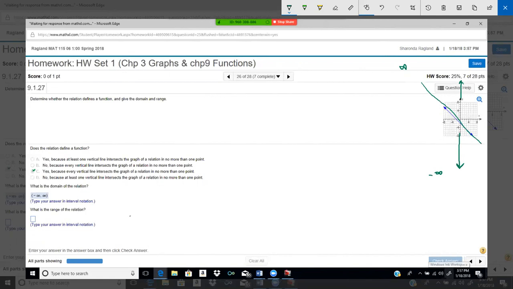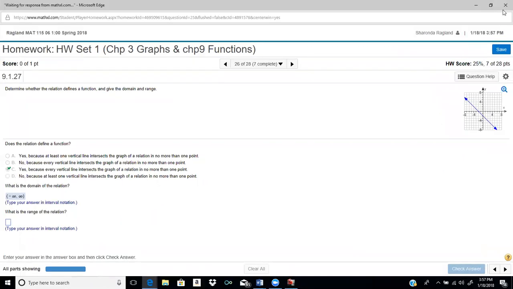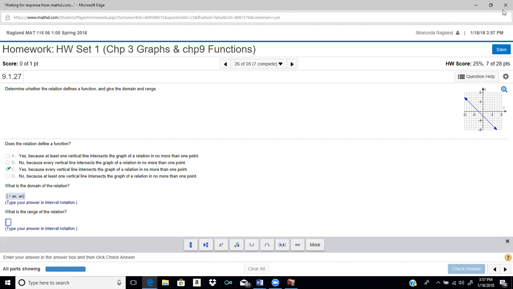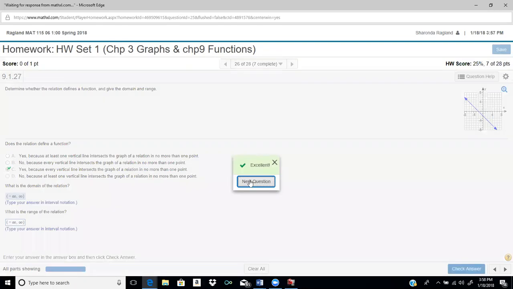So in interval notation, I have to do open bracket, negative infinity to positive infinity. That's the range. Very good. And again, I have to put it in. So that's negative infinity, comma, and then positive infinity. Okay, and then check. Very good.